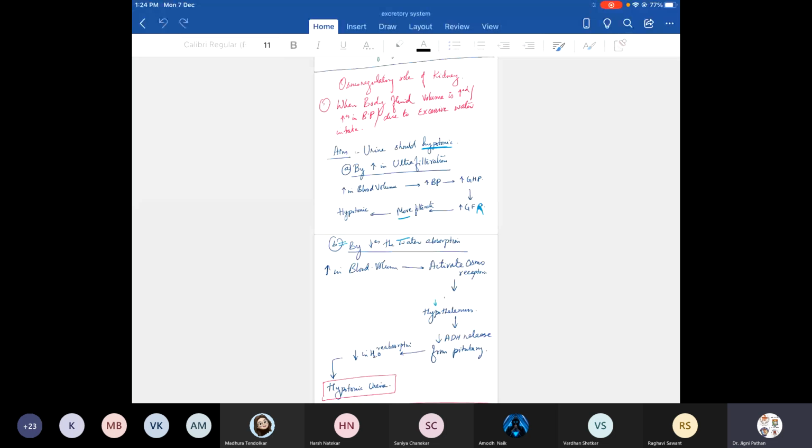The second method is by decreasing the water reabsorption. Where is water reabsorbed in the kidney? Under the influence of the hormone ADH. Whenever more ADH is produced at the DCT, there's more water reabsorption. So if you can decrease the ADH release, then what will happen? There is no reabsorption. If the water is not reabsorbed, it is thrown away from the body. This is how we can maintain the blood volume.